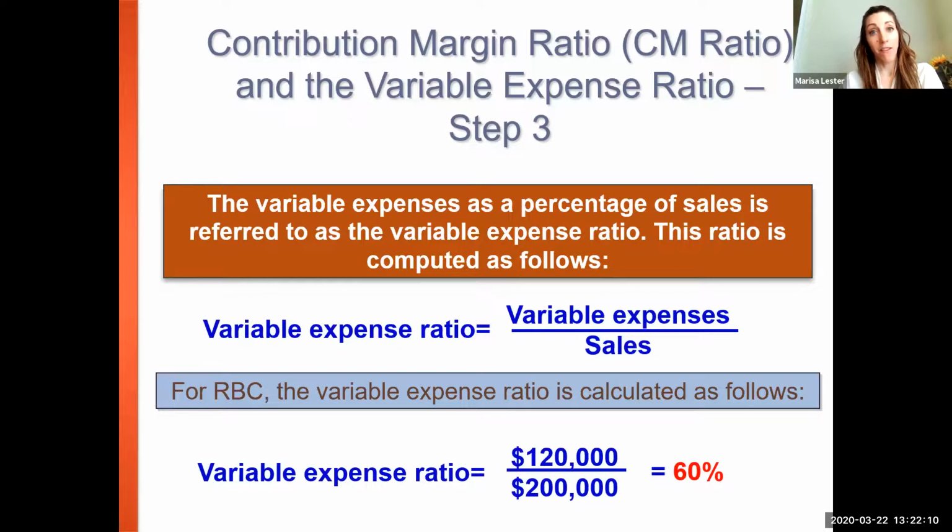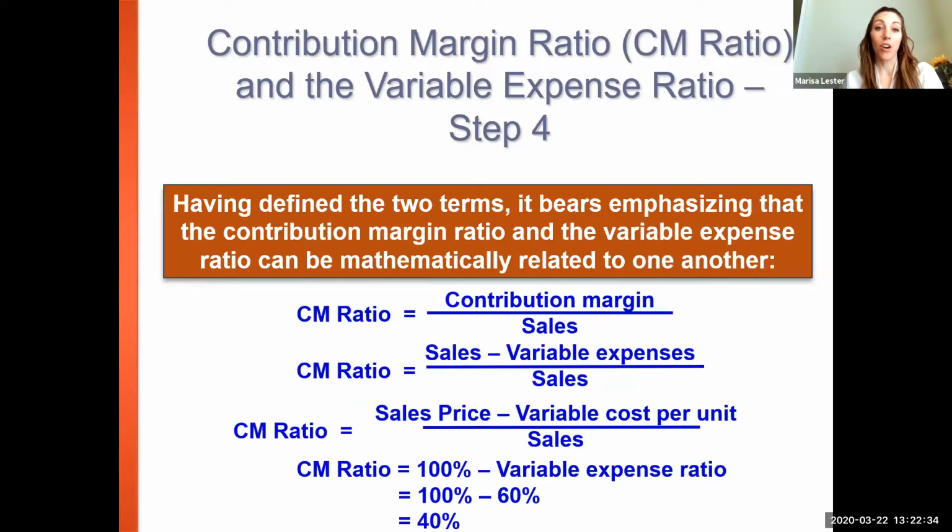Then I also have my variable expense ratio. Same type of formula, except instead of using CM, I'm using variable expenses. So I can use total variable expenses divided by total sales. So it's a percentage of sales. For every dollar that I make in sales, 60 cents I'm using to spend on variable expenses. And I can also do the same thing on a per unit basis. So variable cost per unit divided by sales price per unit will give me the same 60% ratio. So these are all of the ways that you can calculate the ratios.